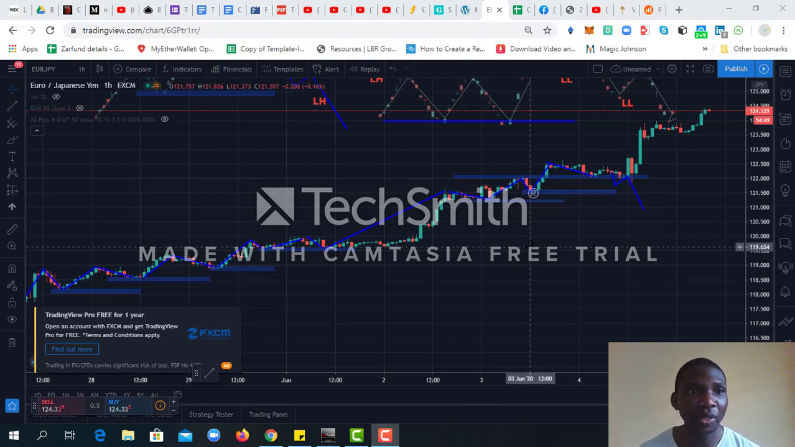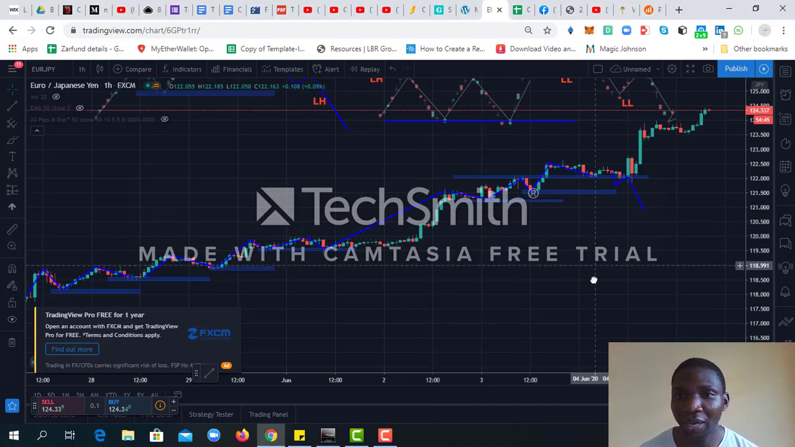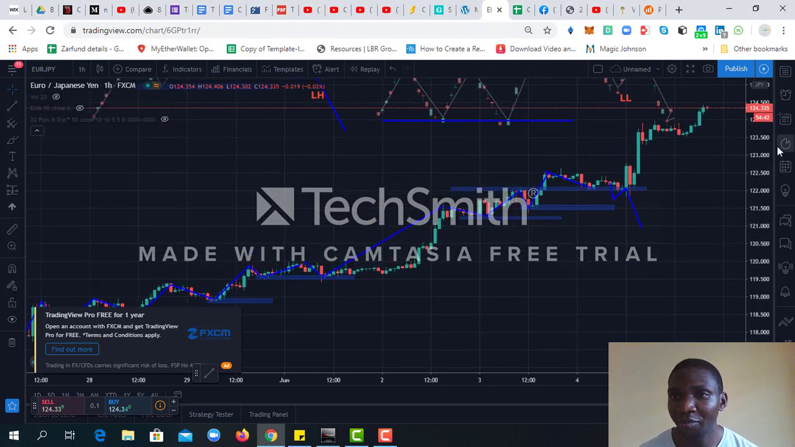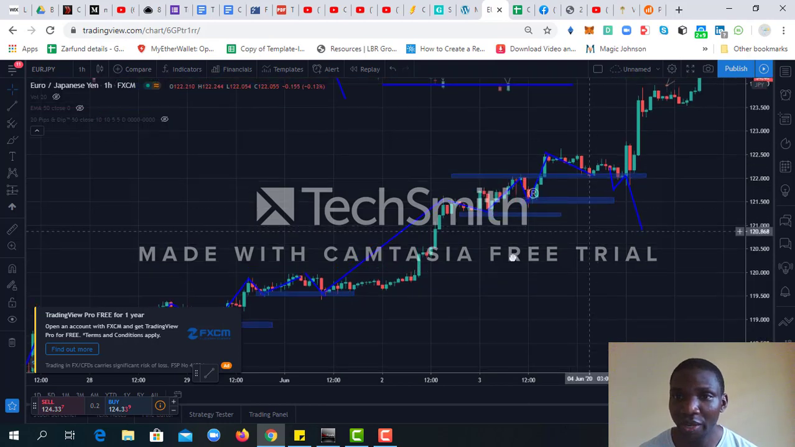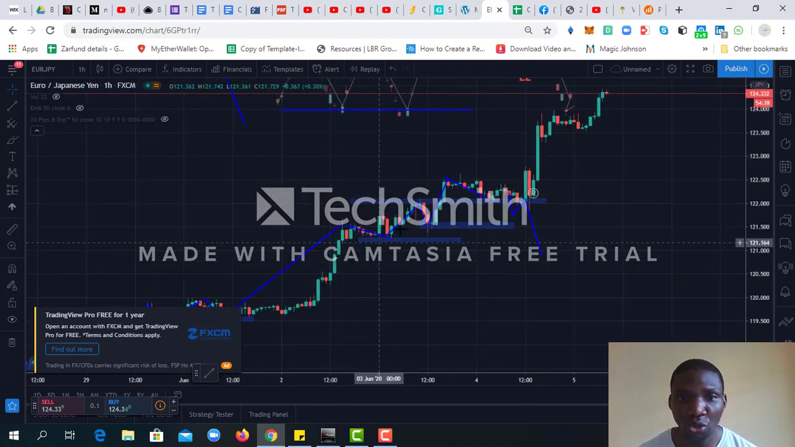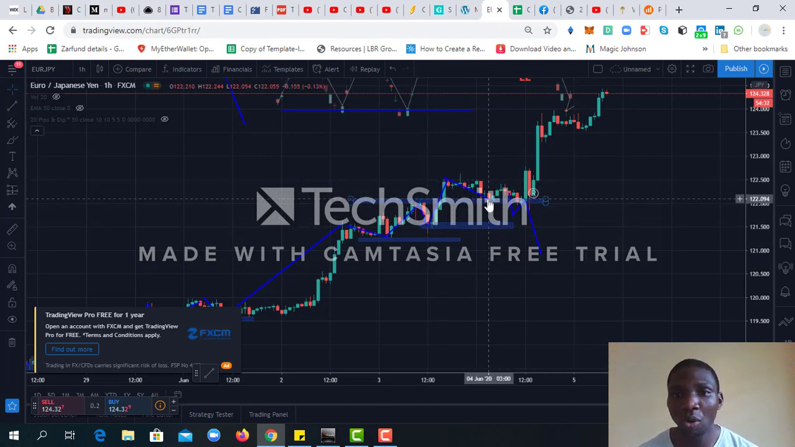So yesterday we were talking about Euro JPY. This was a markup we did yesterday, and we were able to see the market structure of Euro JPY. Our anticipation was that price would likely come here and break this zone. This is actually a zone. I'll do a little bit of training on how to identify zones, I think that will help someone too.